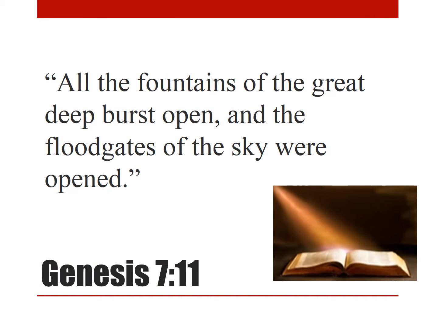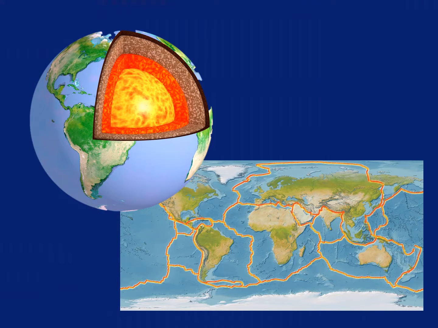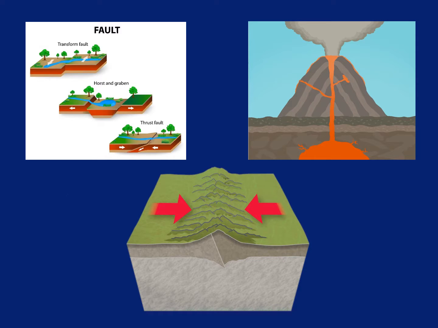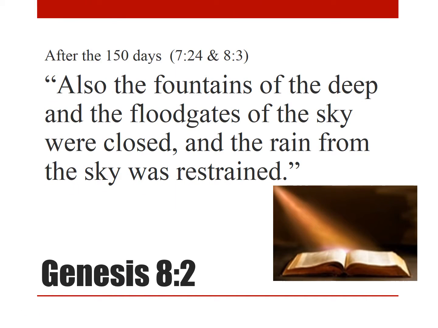Now let's go back and look at the first part of that verse. All the fountains of the great deep burst open. Although we don't know exactly what that means, it sounds like some pretty violent stuff happened to the earth itself. Apparently something down in the earth broke, which allowed stuff like water and probably lava to come shooting up. It sounds like there could have been earthquakes and volcanoes. And since the fountains of the great deep and the floodgates of the sky were closed only after the 150 days, who knows how many separate ones might have happened during that time?